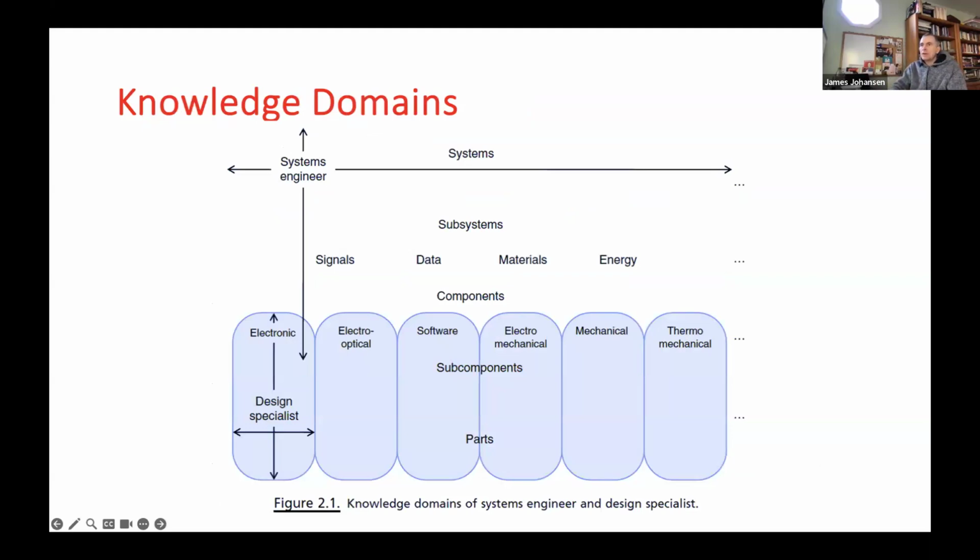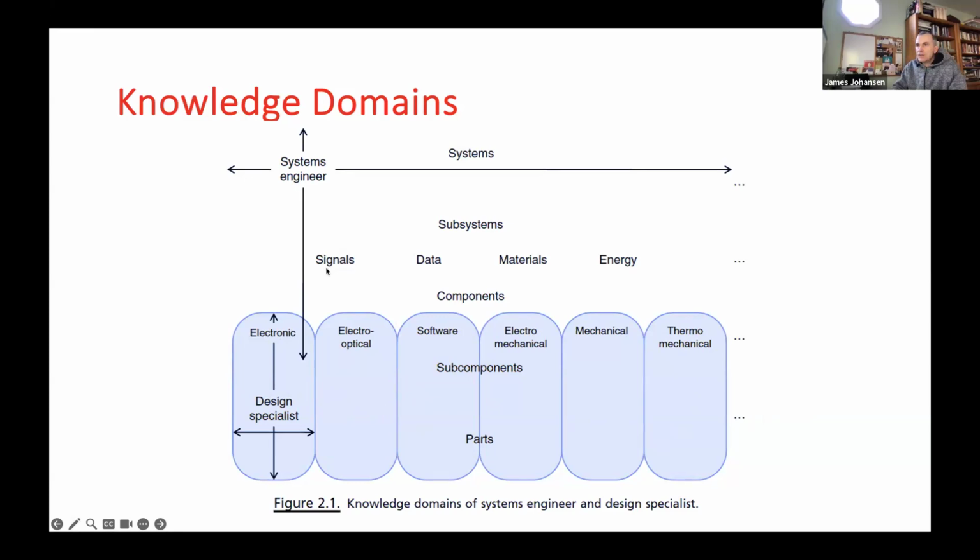And here is giving us a perspective of the knowledge domains. We'll be hearing these terms. So here could be different domains: electronics, electro-optical, software, electromechanical, mechanical, and thermomechanical. I'd like to think of a system engineer as like a conductor, trying to make sure that all of these things are in sync, all of these things are coming together. This would be at the component level where we get into this type of designation. Say at a subsystem level, we're a little bit higher.